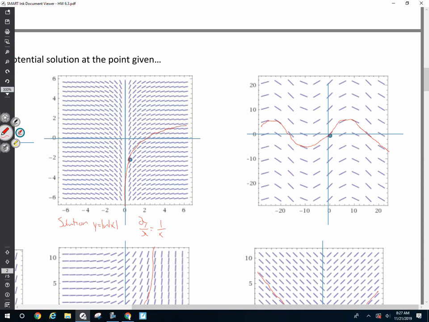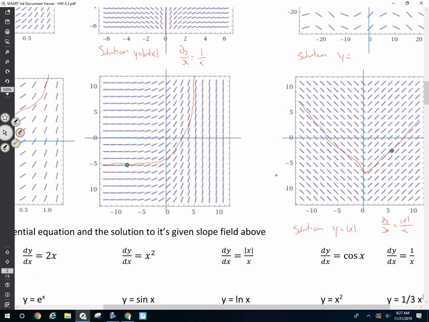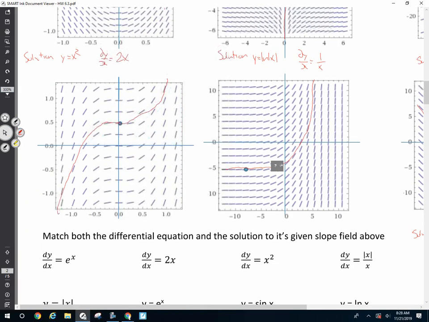We can tell that this solution is a trig function. So it looks like it's sine x. Yep, y equals sine x, because it starts at 0, 0. That means its differential equation must be cos x, the derivative of sine x.